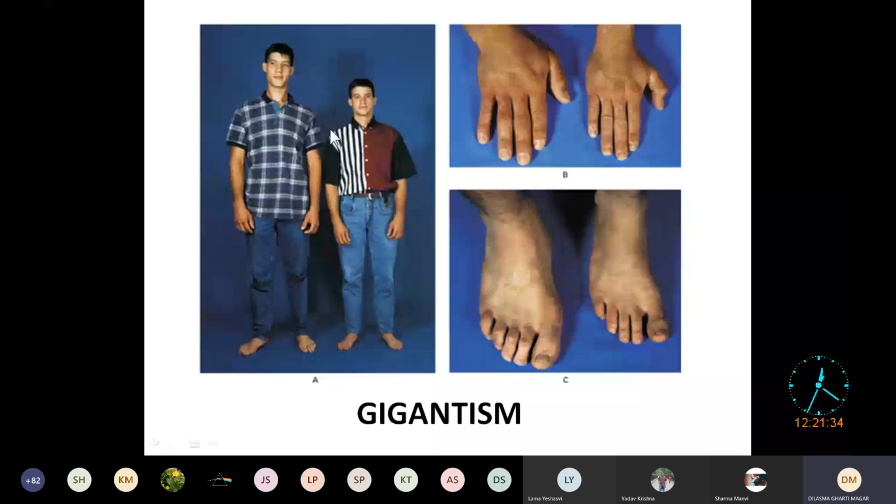Here, in the right side picture B, you can see the small normal hand, and as compared to that one the hand is very big. And here in picture number C, in the lower right side, you can see a small foot, and on the left side you can see a big foot, isn't it so? So now this is a picture of gigantism.